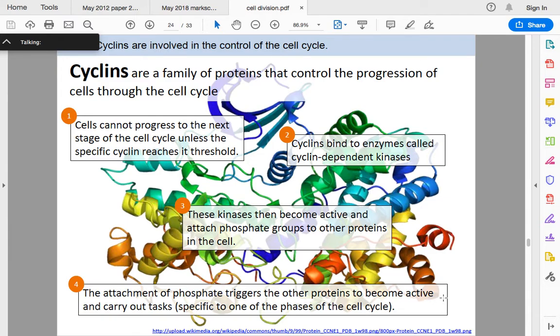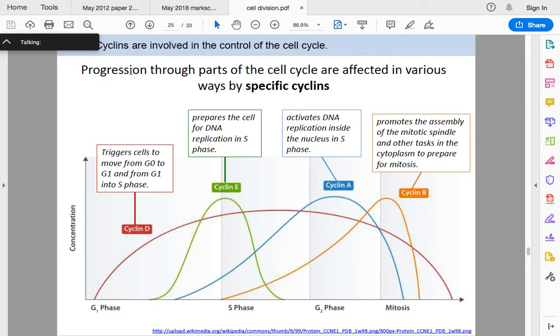So we're going to understand this better, checking this graph that we have here. Progression through parts of the cell cycle is affected in various ways by specific cyclins. So we have 4 different types of cyclins, A, B, D, and E. Those are the 4 types of cyclins that every single cell has.